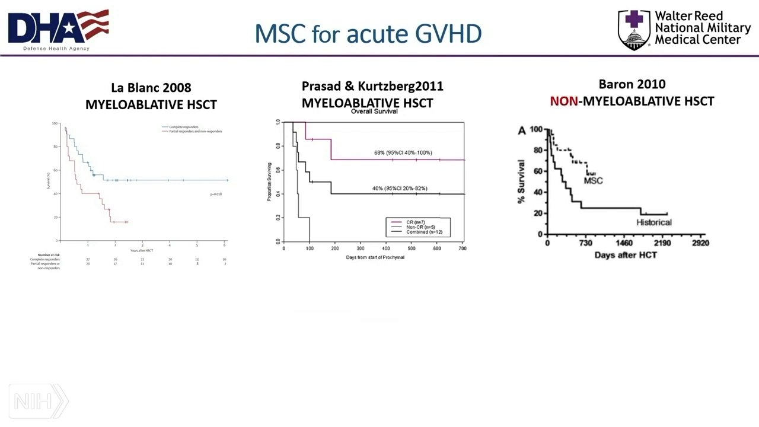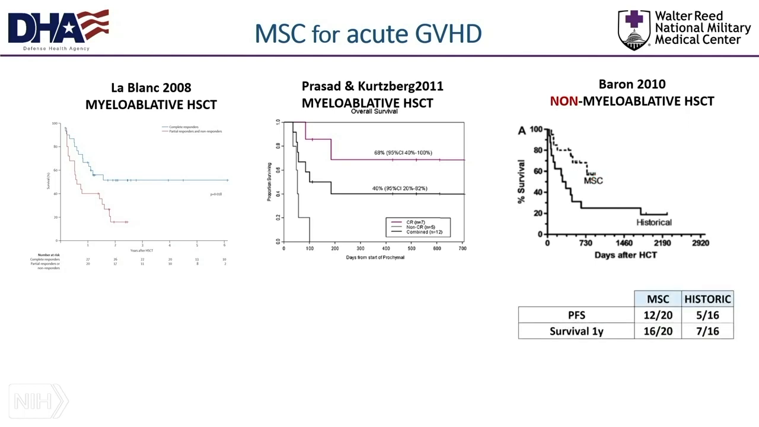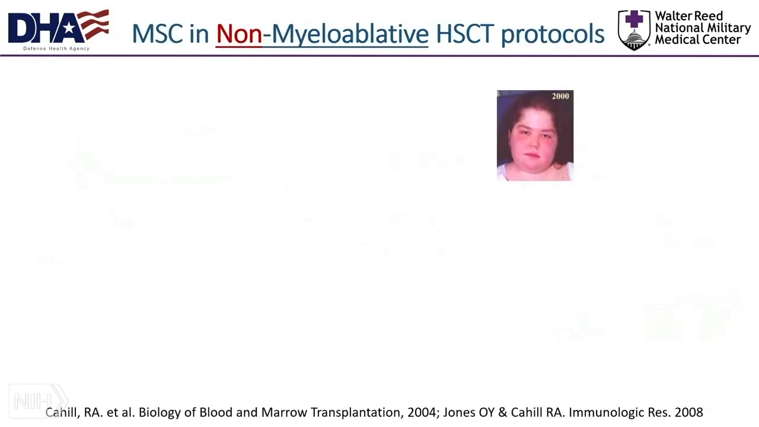And in this study, the initial 2 were on myeloablative regimens. This is a non-myeloablative regimen, and they used completely unrelated, unmatched bone marrow hematopoietic cells, which of course brings big risk for GVHD. And in these patients, MSC again improved the survival and progression-free survival, and survival at 1 year was much better among treated patients compared to historical controls.